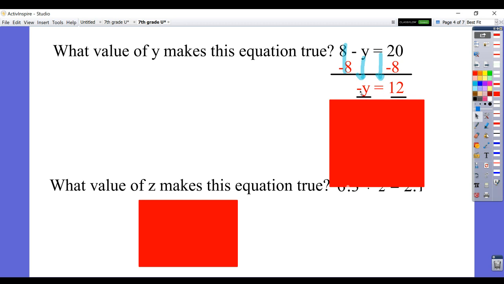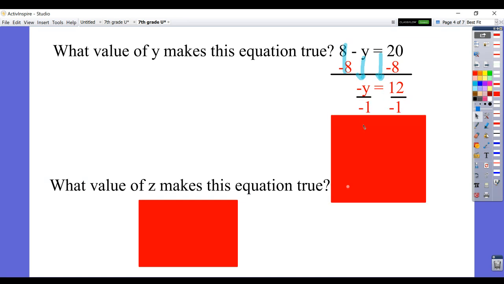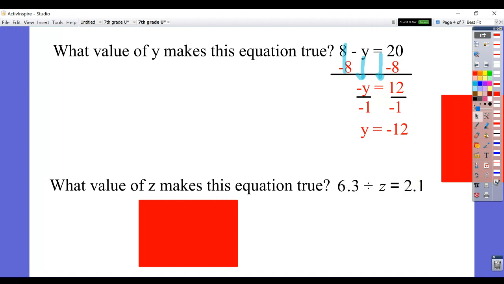So there's like a -1 coefficient in front of that y. In other words, y is being multiplied by a negative. So in order to clear that out or make it just y instead of negative y, we divide both sides by -1. And when we do that, then we get y equal to -12. Again, you should be able to test that to prove that that's true, because 8 minus -12 does indeed equal 20.